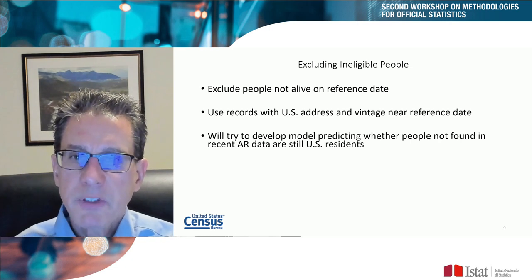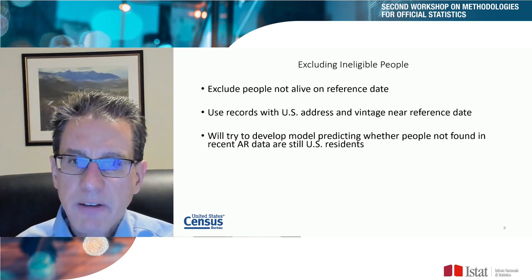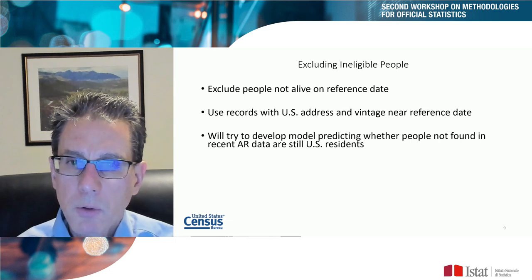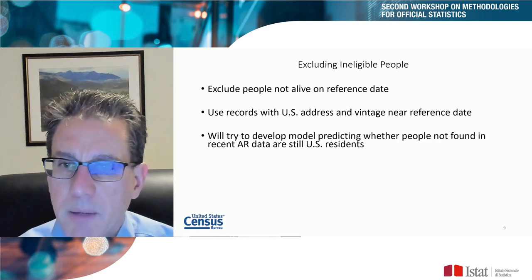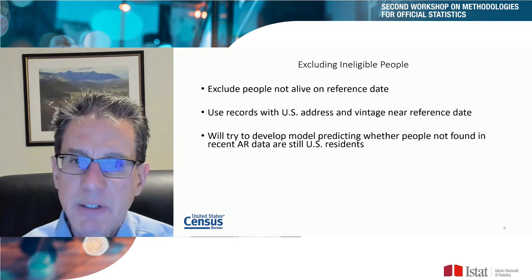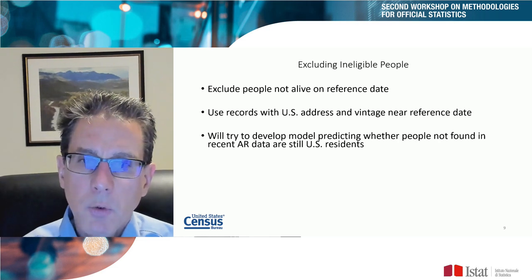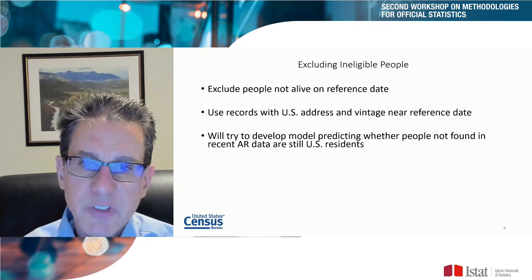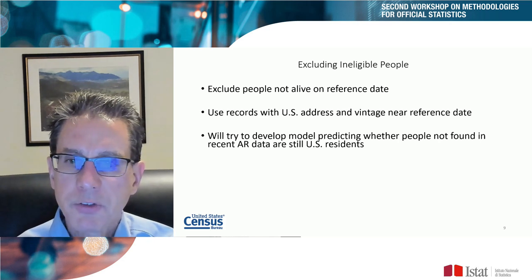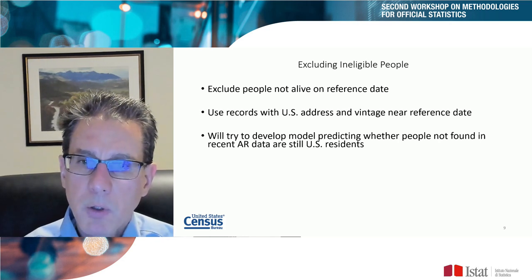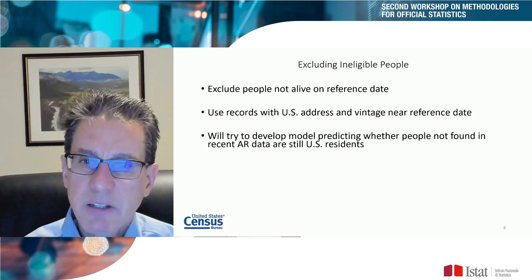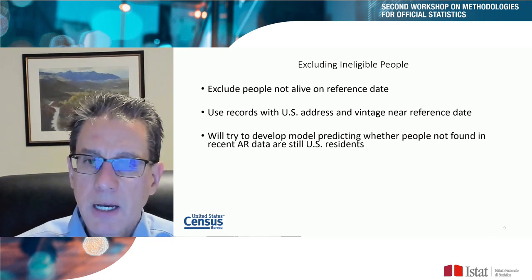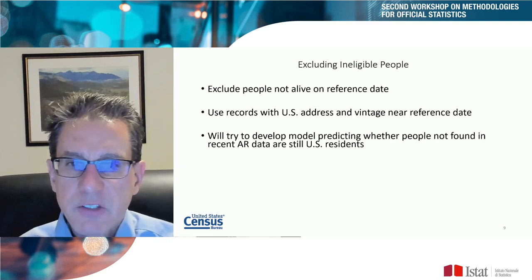Now, one of the drawbacks of a signs-of-life approach is that there are some people who come in and out of administrative data, and they may not have appeared in administrative data recently, but they are actually in the country, and it would be nice to be able to include them. So we're seeing if we can develop some kind of model to predict the probability of being in the country and alive on the reference date for people who are in administrative data infrequently. Next slide, please.